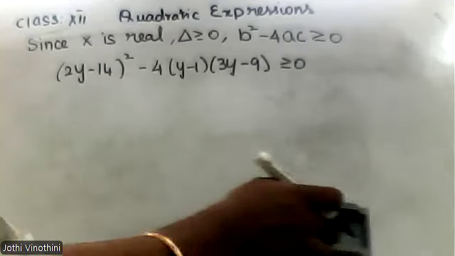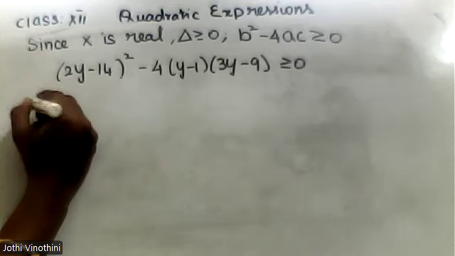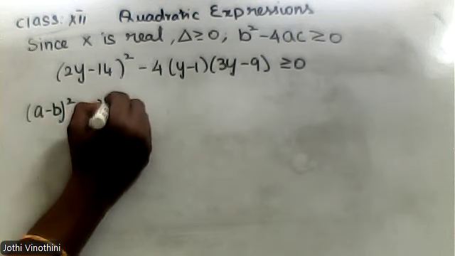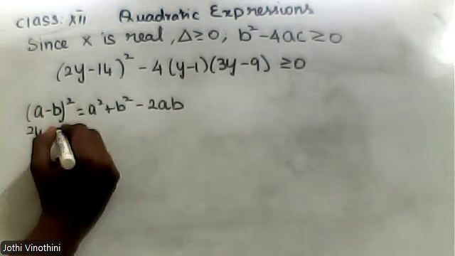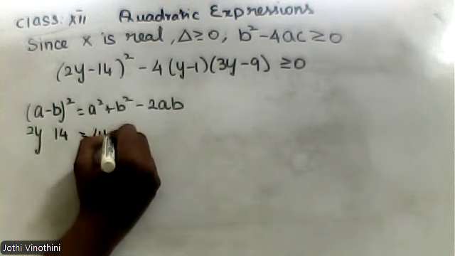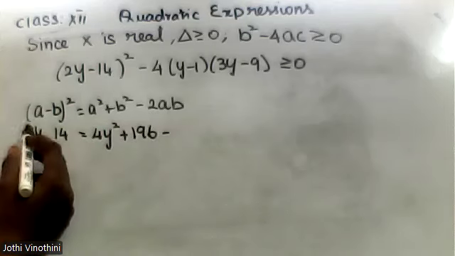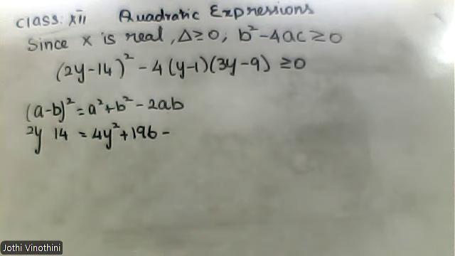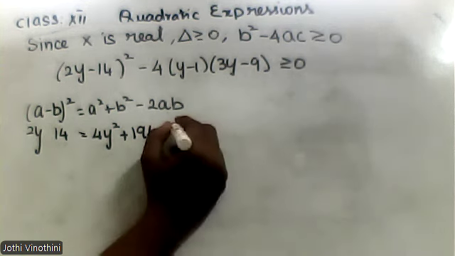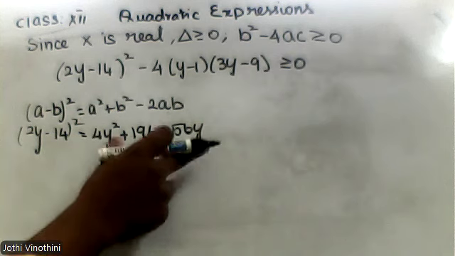Clear? As I solved it in the previous sum, it is in the format of a minus b the whole square, so it becomes a squared plus b squared minus 2ab. Here in place of a we have 2y, in place of b we have 14. So a squared is 4y squared plus 14 squared, which is 196, minus 2ab. 2 times 2y times 14, it is 56, so it becomes minus 56y. Clear? So in place of 2y minus 14 squared, we can substitute this. Yes?